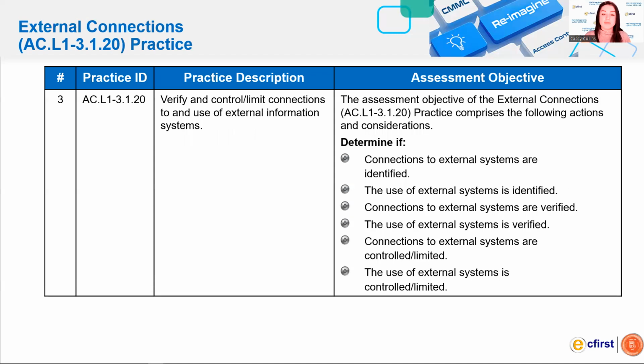External connections: we want to verify and control or limit connections to and use of external information systems. So we want to identify the connections to the external systems. The use of external systems is also identified. Connections to those systems are verified. The use of external systems is verified. Connections to external systems are controlled and limited, and the use of the systems are also controlled and limited.